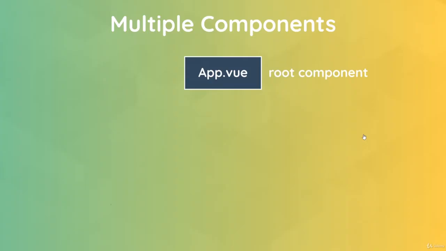So in our Vue app so far, we have one component, the app.vue component, and this is known as the root component. Now, every Vue app that you create will always have a root component. You can call it what you want, but when you create a new Vue app using the Vue CLI, it will always be called app.vue. This is the component that sits at the top of the application structure, and it's the component that's initially mounted to the DOM.